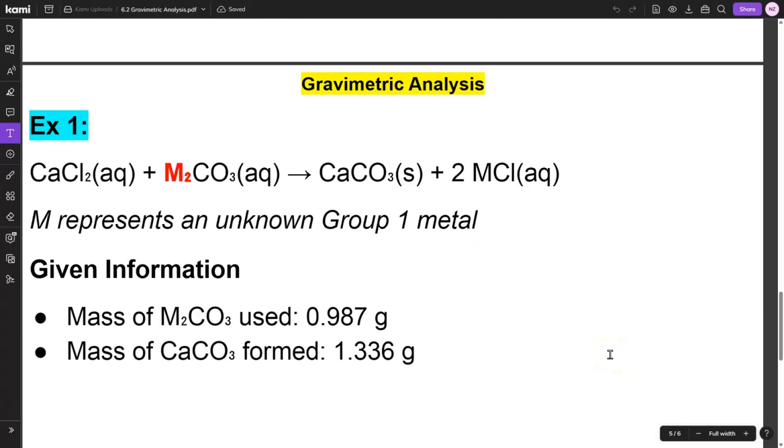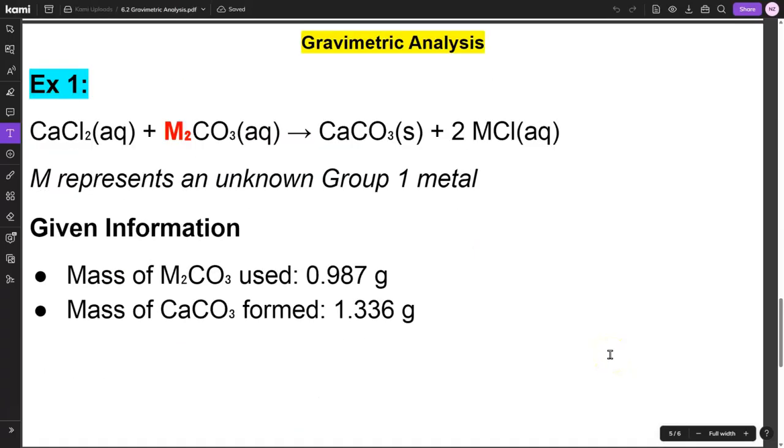All right, let's look at an example. So we have calcium chloride. M is going to be our unknown group 1 metal. So our unknown carbonate will turn into calcium carbonate, solid, that's our precipitate, and the metal chloride, aqueous. Okay. So information that's given here is that the mass of our metal carbonate used is 0.987, and the mass of our precipitate is 1.336.